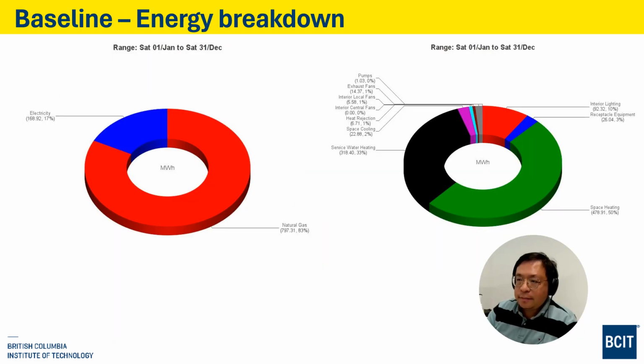We did energy modeling and found out the breakdown. Natural gas takes a large proportion of the energy consumption. And the three major energy consumers are the space heating, service water heating, and also the interior lighting.